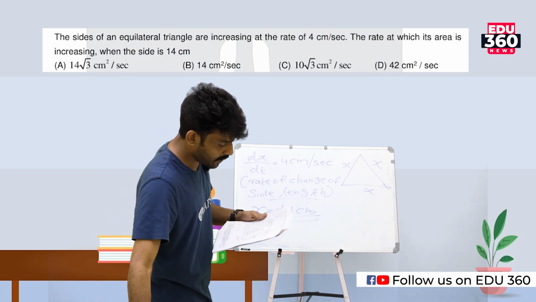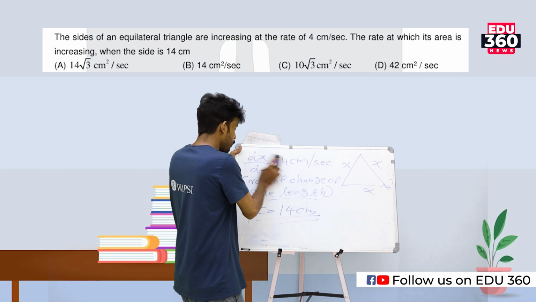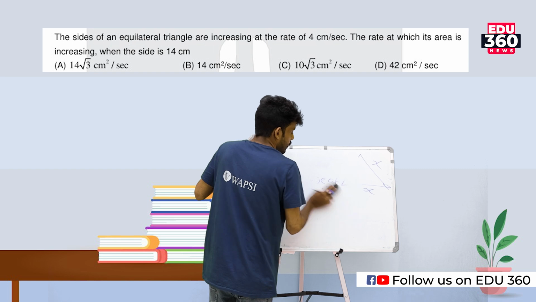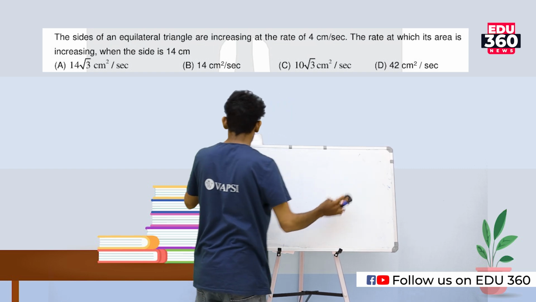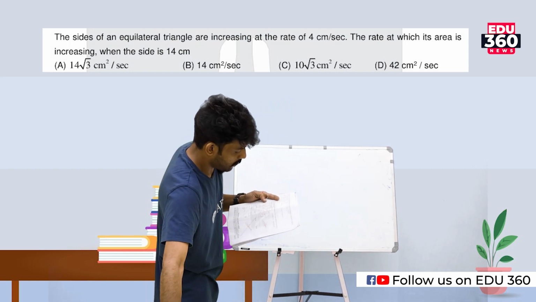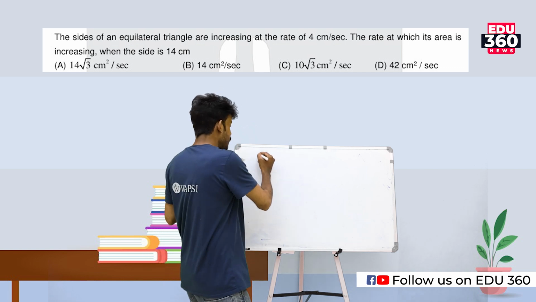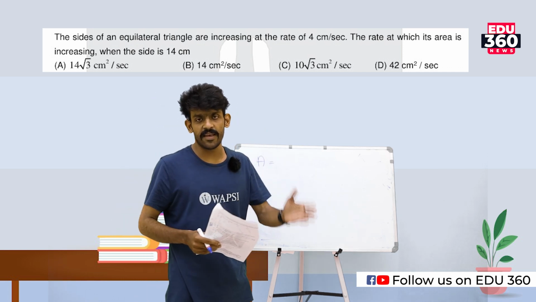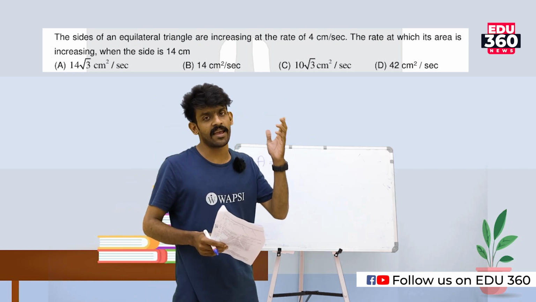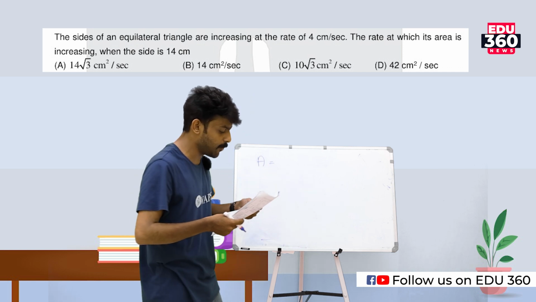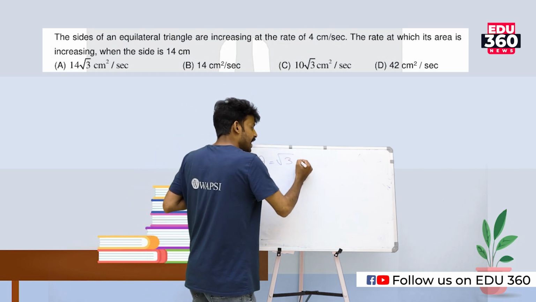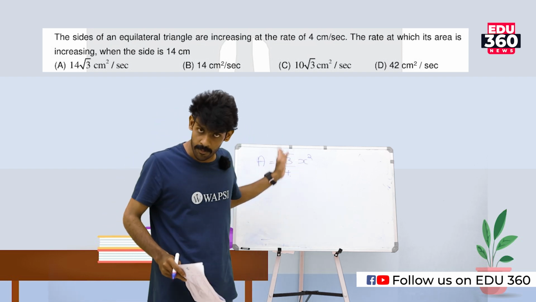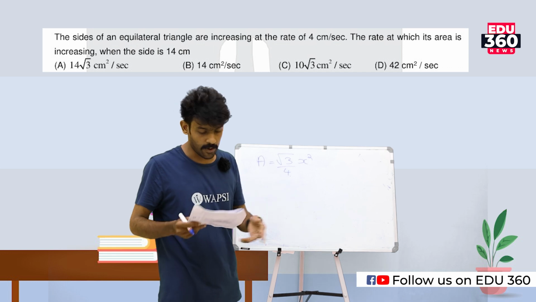So here in the next step, we can write the rate of change of area. So before that, the area of an equilateral triangle. In the question itself, it's already mentioned that it's an equilateral triangle. That means the sides of the triangle are equal. So the area of an equilateral triangle, the equation is root 3 times side x square by 4. This is the formula to find the area of an equilateral triangle.